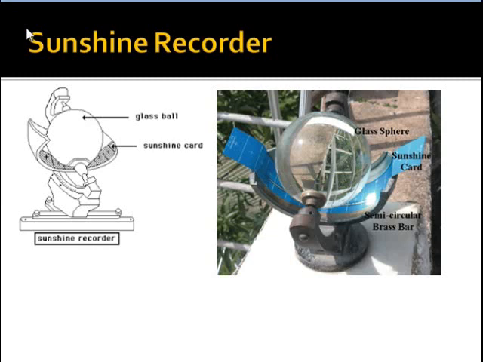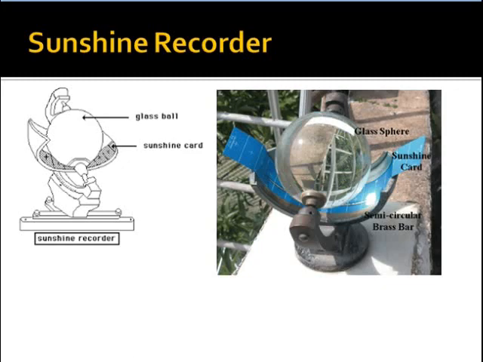In this slide we can see the sunshine recorder. The sunshine recorder is again a solar radiation measurement device, but here the reading we get is in a physical form. That means unlike the pyranometer and pyrheliometer, this doesn't have any electrical circuit or electrical way of measuring the radiation. Here we don't usually measure the intensity of radiation, but we do measure the length of the bright sunlight which takes place throughout the day.